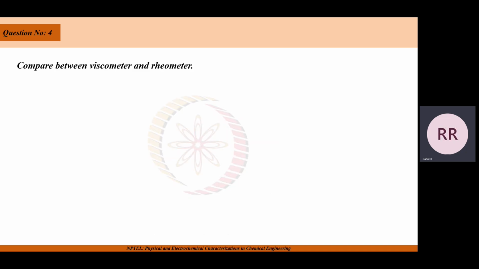The next question is to compare a viscometer and a rheometer. In class, sir has already told you the details about viscometers and rheometers. So think it over for a while. See if you can remember the basic differences or similarities, or in general the comparison between a viscometer and a rheometer. Then I will share the answer with you.